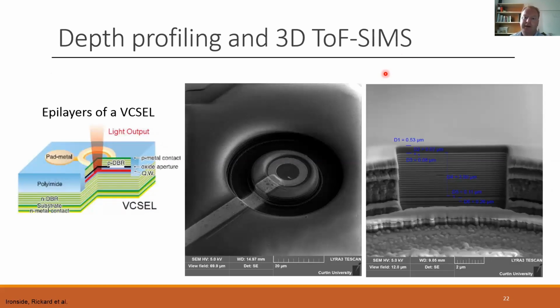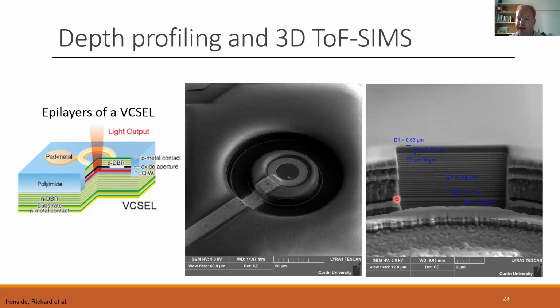Okay, depth profiling. It's a really neat application in materials science. We've looked at layered structures. In this case, a vertical cavity laser. I forget the acronym, but one of the ways that they focus the laser output is by oxidizing from the outside in.